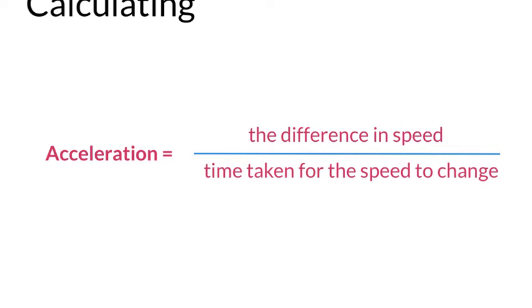So if we want to calculate, we can. And as you can see here with the formula, acceleration is equal to the difference in speed divided by the time taken for that speed change to occur. Now, this equation will be given to you on the test, I'm sure.